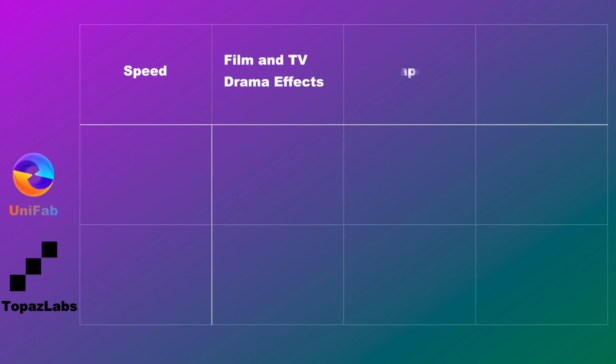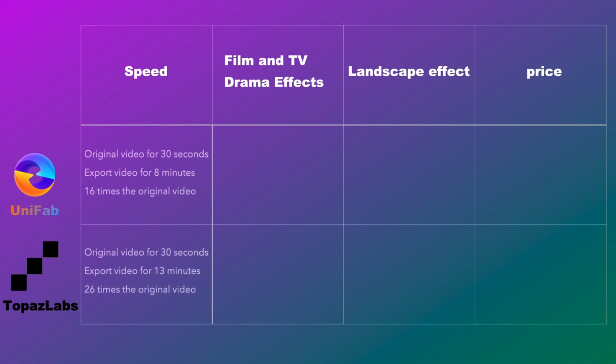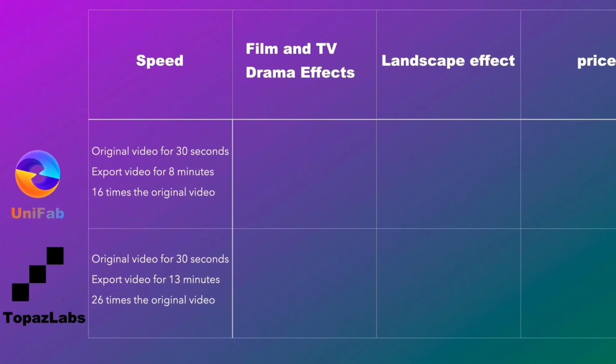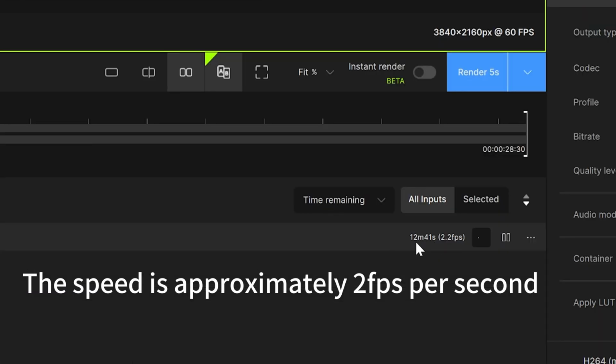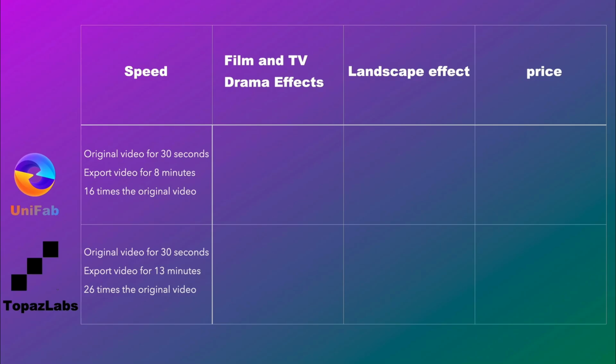Finally, let's take a look at the comparison between the two through a table. It is mainly divided into 4 aspects, namely speed, film and television effects, landscape effects, and price. Firstly, in terms of export speed, for a 30-second video, UniFab's export time is 16 times the original video time, while Topaz's export time is 26 times the original video time. So in terms of export speed, UniFab will be faster.